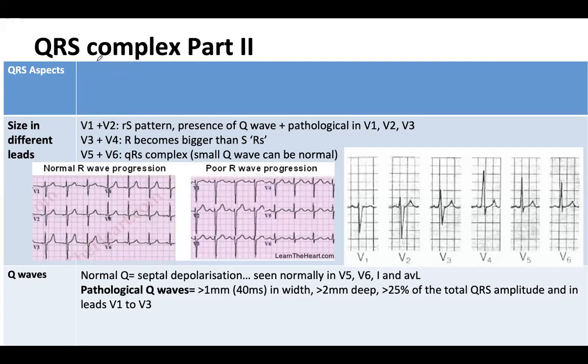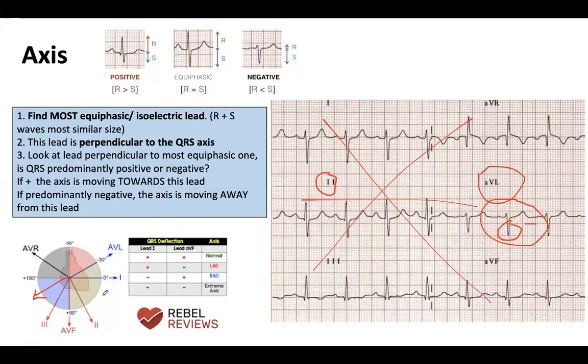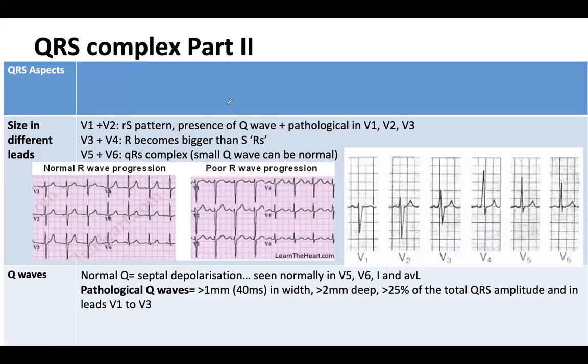Someone has just asked, how do you know without the diagram in this slide? So you do have to memorize that AVL is minus 30. You basically have to have a picture of this in your mind to remember where AVL is, where AVF is, and the degrees. That's not something you'll have with you.